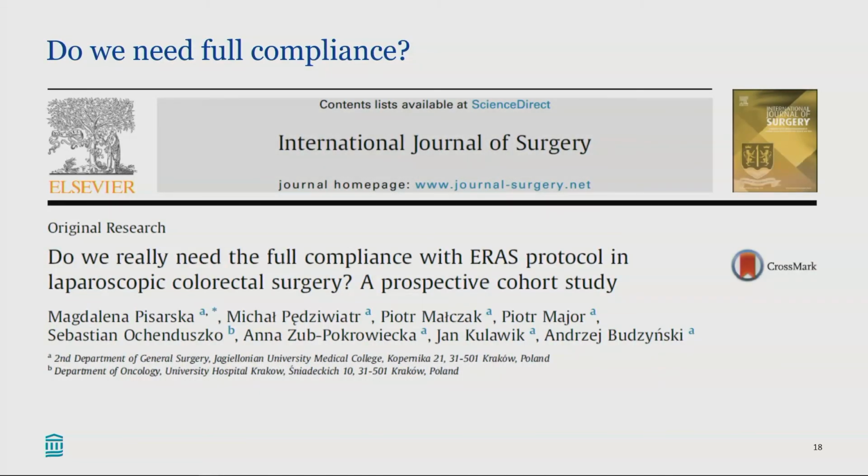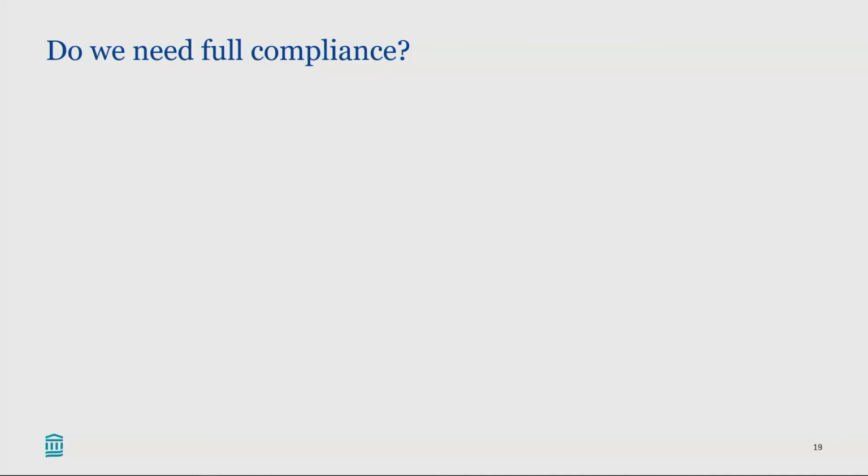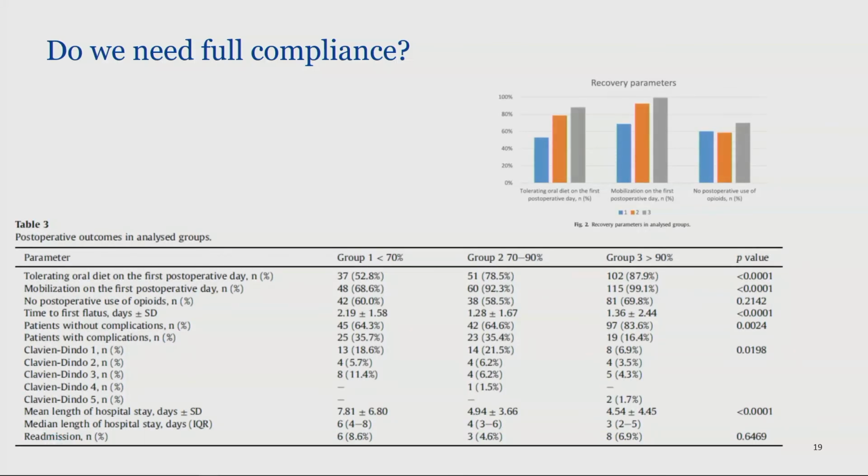Do we need full compliance? Another interesting question that came up. So again, from the colorectal literature, they divided compliance into less than 70, 70 to 90, and greater than 90. And they actually did find that patients who have greater than 90% compliance do better than our conventional benchmark of 70 to 90, that there do continue to be benefits.